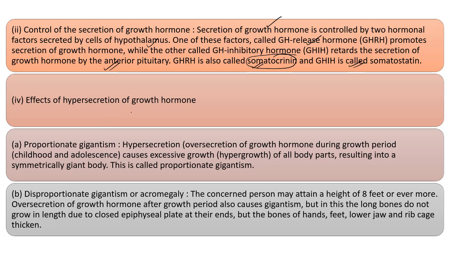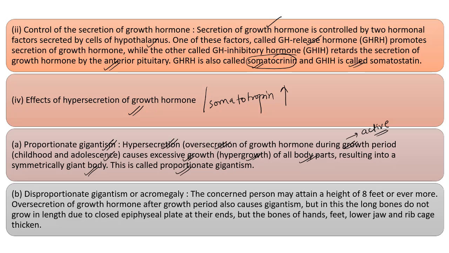Effects of hypersecretion of growth hormone. What will happen when the growth hormone or somatotropin is released in higher amounts? Proportionate gigantism. Hypersecretion or oversecretion of growth hormone during active growth period, childhood and adolescence, causes excessive growth, that is hypergrowth of all body parts resulting into a symmetrical giant body. This is called proportionate gigantism.